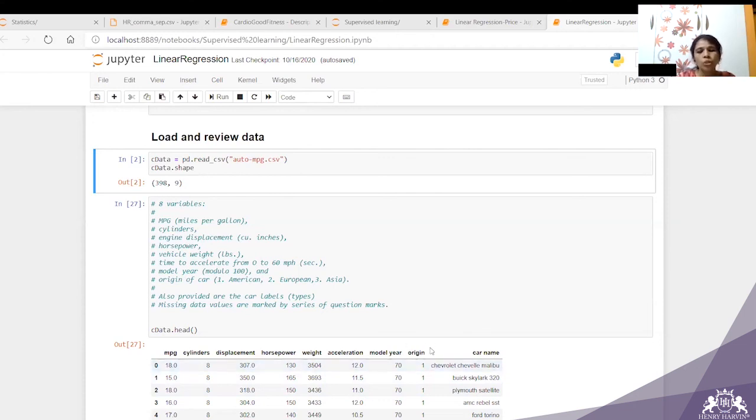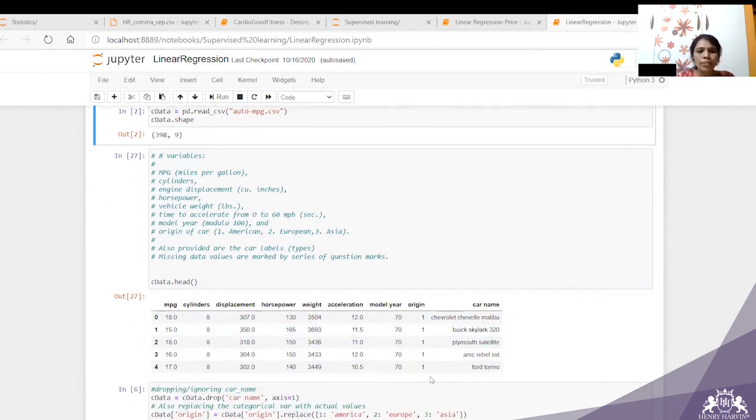We can drop this car name, and origin also could be deleted. But since I wanted to show you how these kinds of variables can be treated, that's the reason I have kept it as such. If I have this as 1, 2, or 3, and if I make it as a model, what we may expect is that this may be considered as a number, but it is not a number basically, right? It actually says 1 belongs to American, 2 belongs to European. So that is what it is telling us. So if you run as such, it may bring us a problem.